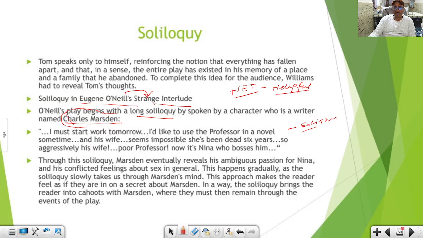Marsden eventually reveals his ambiguous passion for Nina and his conflicted feeling about sex in general. This happens gradually as the soliloquy slowly takes us through Marsden's mind. This approach makes the reader feel as if they are in on a secret about Marsden. So, in this way, unconsciously actually, the audience gets to know the thoughts which are going on in the minds of the character.